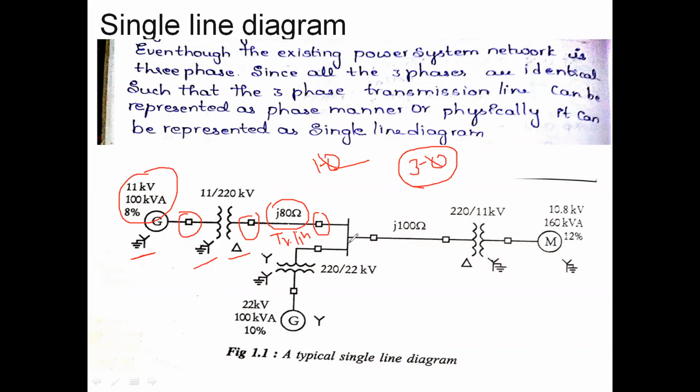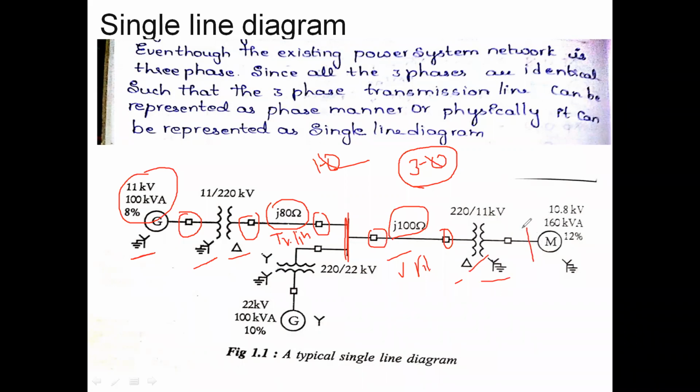connected to a bus bar. This is nothing but a bus, where two or more lines are connected. From the bus again we connect to a circuit breaker. Between the circuit breakers we have a transmission line. Then we have the transformer, which is a delta and star connection. And then we have the load.